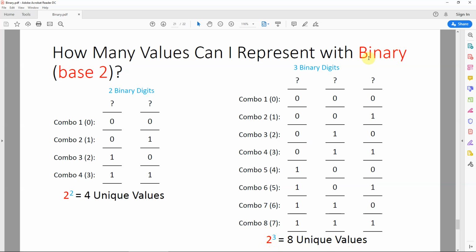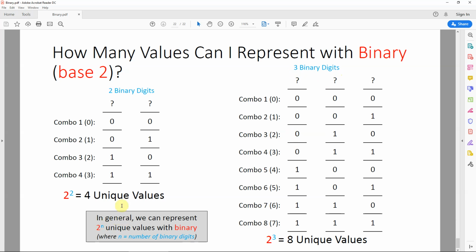Hopefully you can see the color code here. The red is the fact that we're using a base 2 number system, so that's the red, the base 2 down here. And then the blue, this number right here, comes from the number of digits that we are using. So in general, we can represent 2 to the n unique values with binary, where n is the number of binary digits that we have.